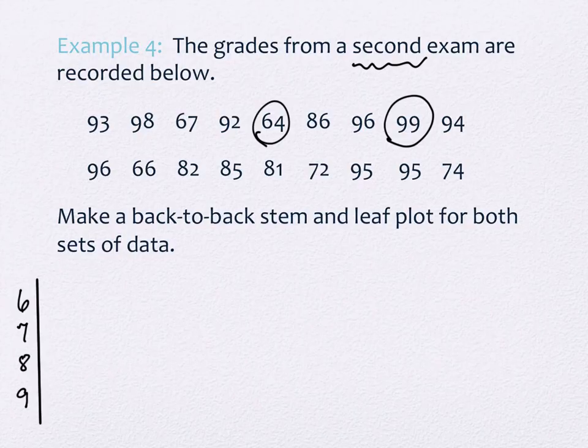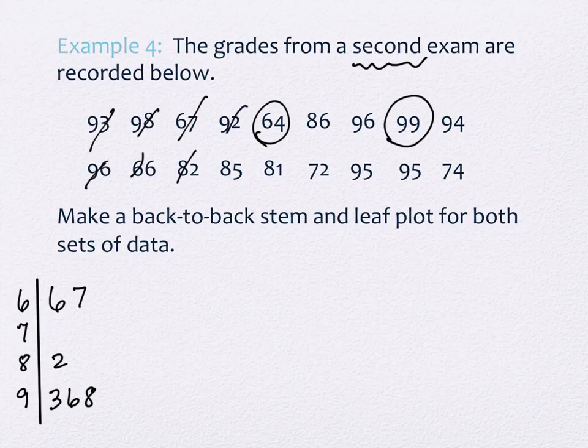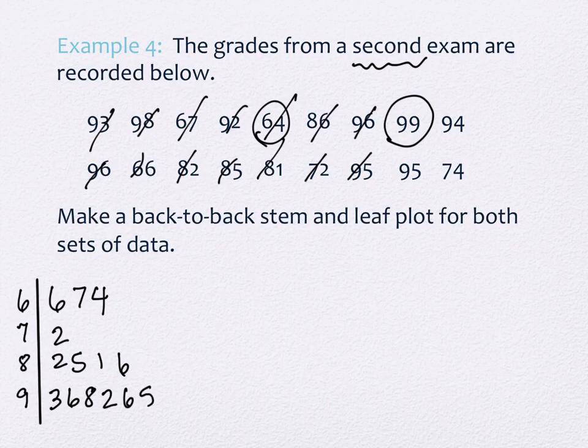So we're going to go through this. We have 93 and 96, 98 and 66, 67 and 82, 92 and 85, 64 and 81, 86 and 72, 96 and 95, 99 and 95, and then 94 and 74.